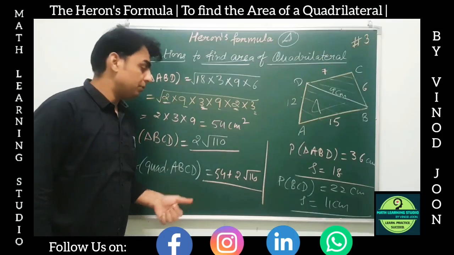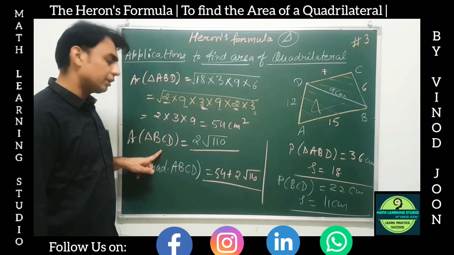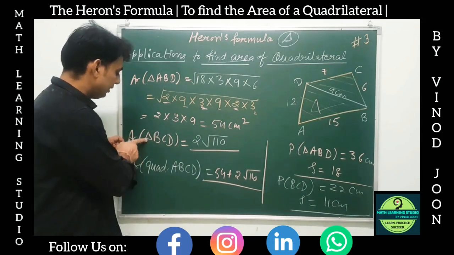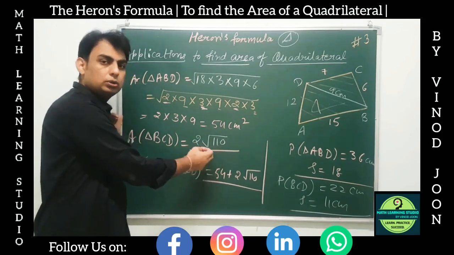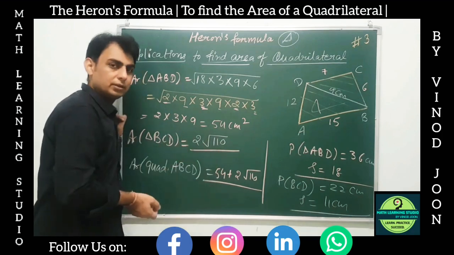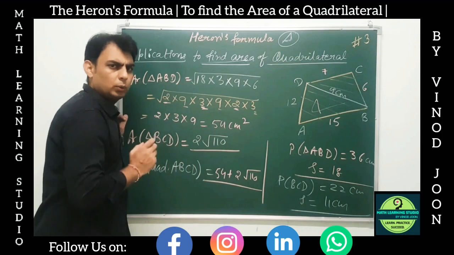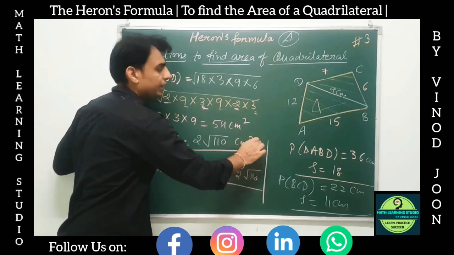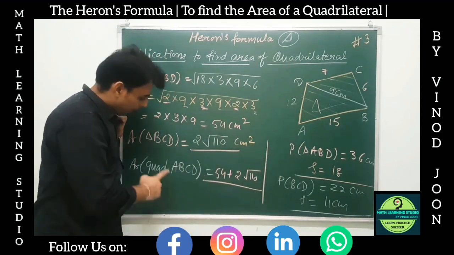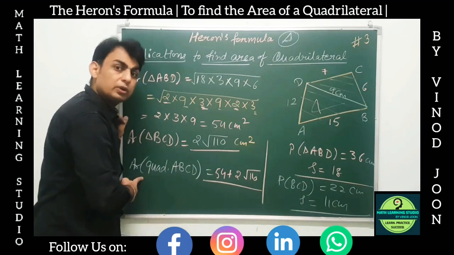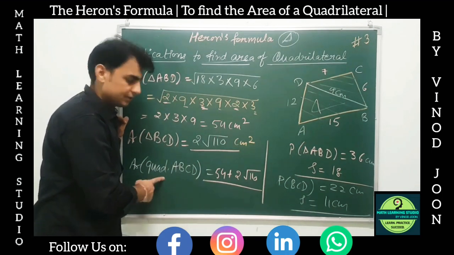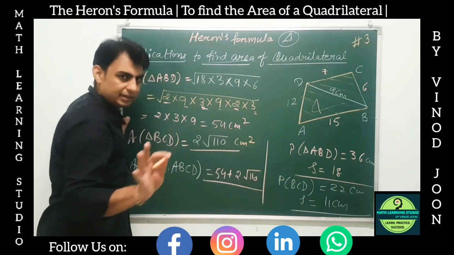So these will be the areas. First, for triangle BCD, we get the area as 2 under the root 2 into root 110. We cannot find the root of this. So 2 into root 110 centimeter square is the area for that triangle. So we add these two areas to get the area of the quadrilateral ABCD, and that's the answer.